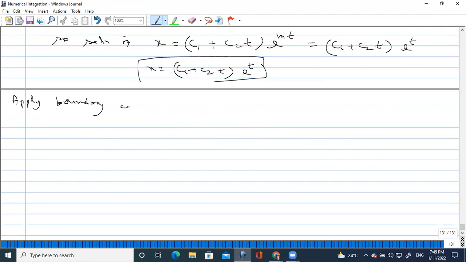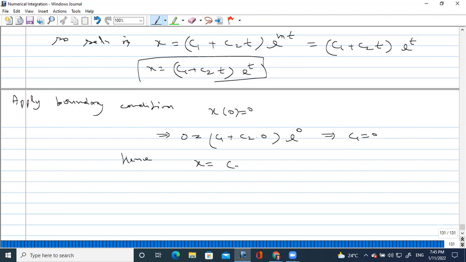So apply the boundary condition. x(0) is equal to 0 means put t equal to 0. This implies the left hand side is 0, and the right hand side is (c1 plus c2 into 0) and e to the power 0. So it means c1 is 0. Hence x will become c2 t into e to the power t.